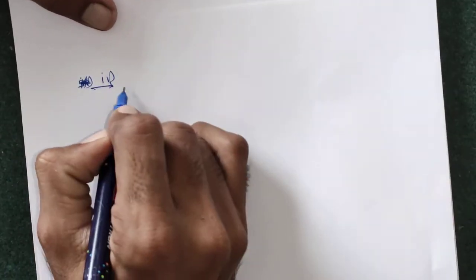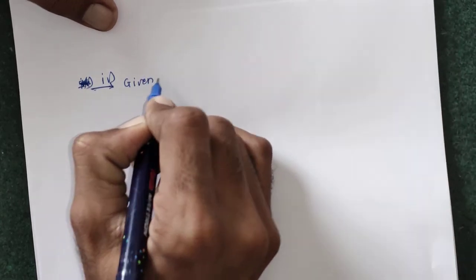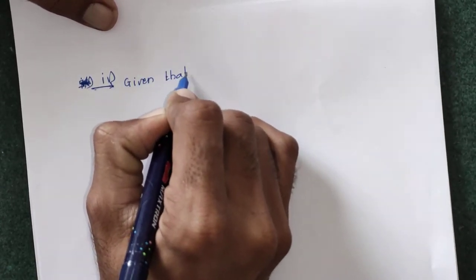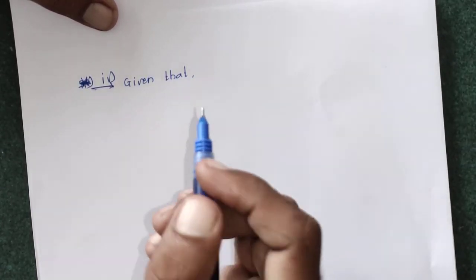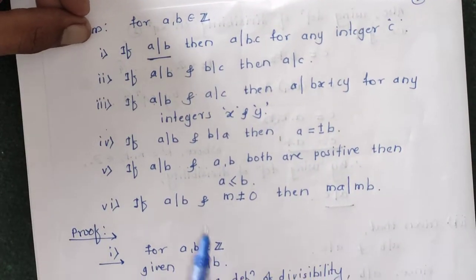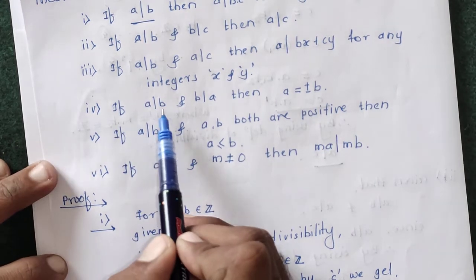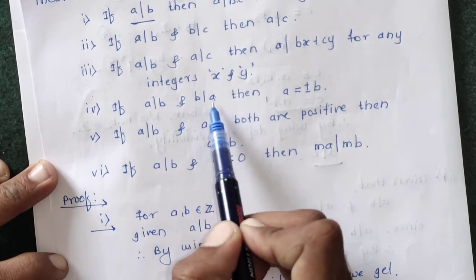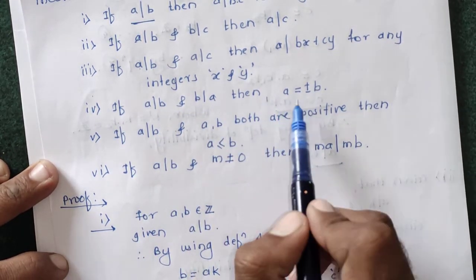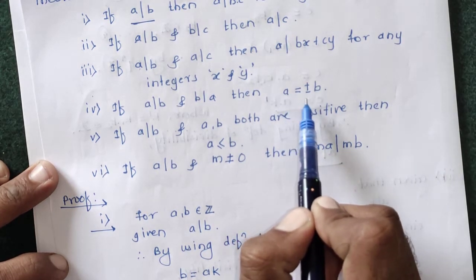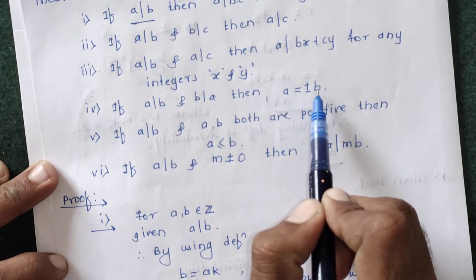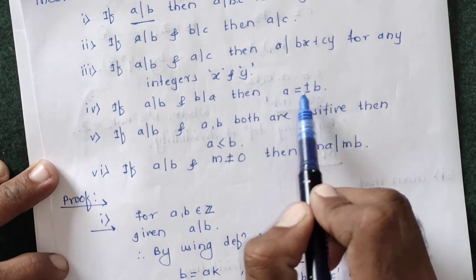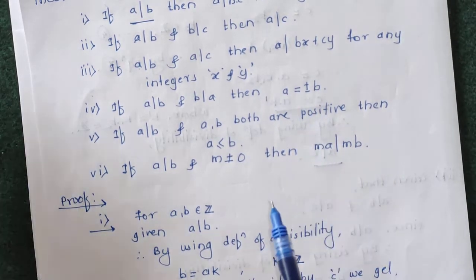In this fourth statement, what we have given, this is our theorem, and this is the fourth statement. If A divides B and B divides A, then we have to prove that A is equal to plus or minus B, that is either A is equal to B or A is equal to minus B.